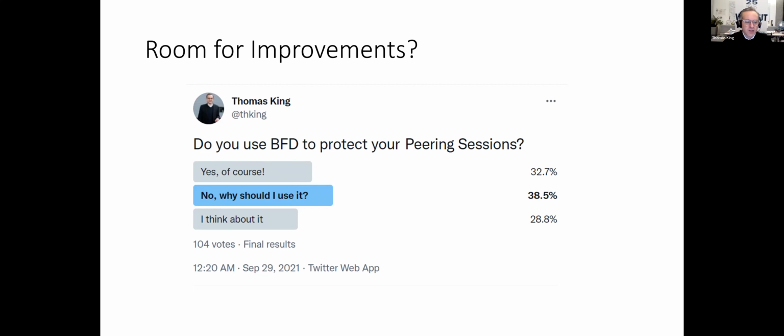But what we see is a very interesting result, though. 32% already use BFD, and they are aware of what it is and how to use it, what the value is. But about 60% really don't use it. Some of them think about it, that they should do it, but about 30% don't even see a value in that. And I think there's room for improvement, how we can bring forward our industry by helping everybody understand what the value of BFD is, and also providing a solution here.